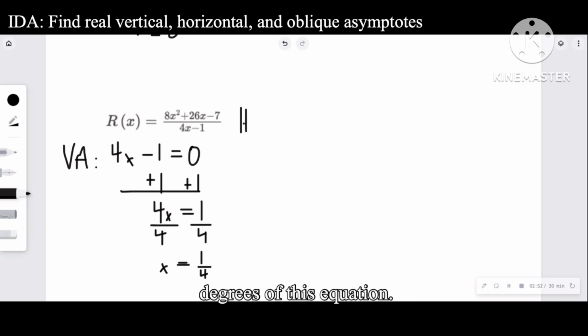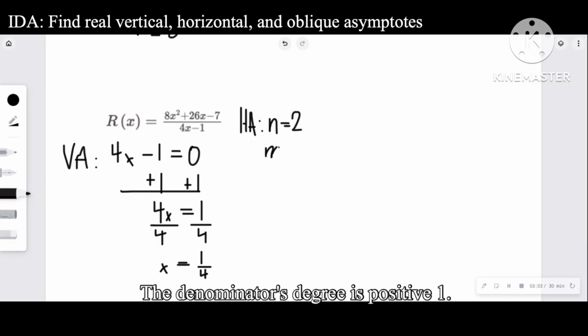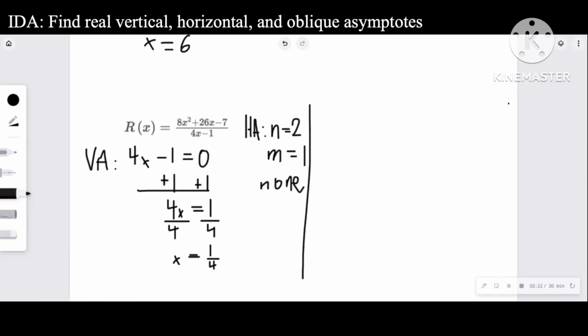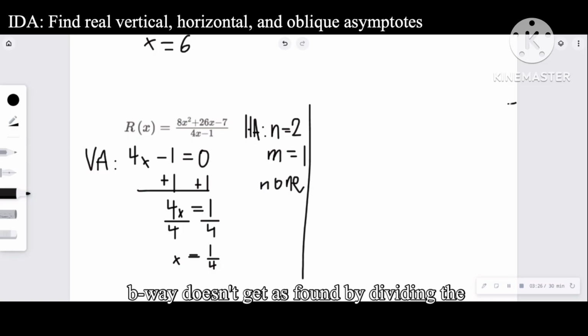The horizontal asymptote will be based on the degrees of this equation. The numerator's degree is positive 2. The denominator's degree is positive 1. Since the numerator's degree is greater than the denominator's degree for this equation, there is no horizontal asymptote. Since there is no horizontal asymptote, there is going to be an oblique asymptote for this equation instead. The oblique asymptote is found by dividing the polynomials of the equation.